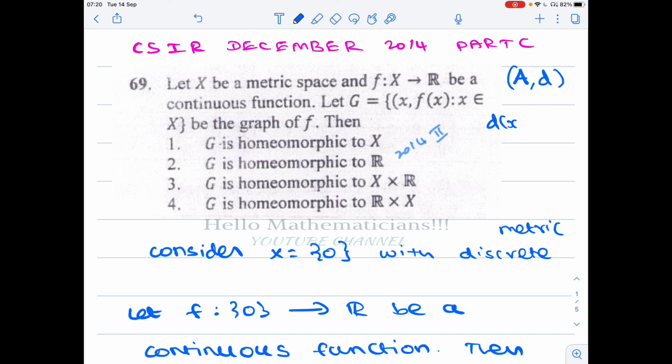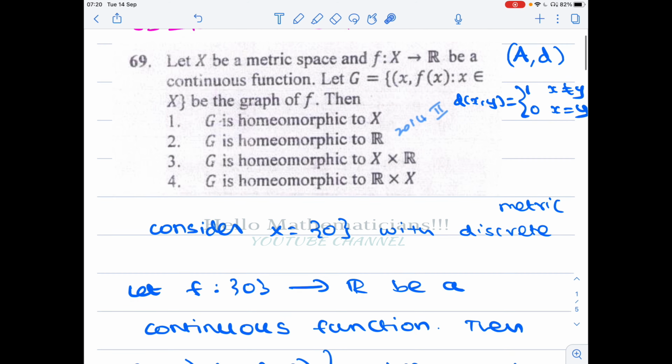Distance between x and y equals 1 if x is not equal to y, and 0 if x equals y. The advantage of the discrete metric is that you can make any set into a metric space, no matter what the elements are. In particular, you can take any finite set and make it into a metric space. So we're going to make use of the discrete metric space in this problem.